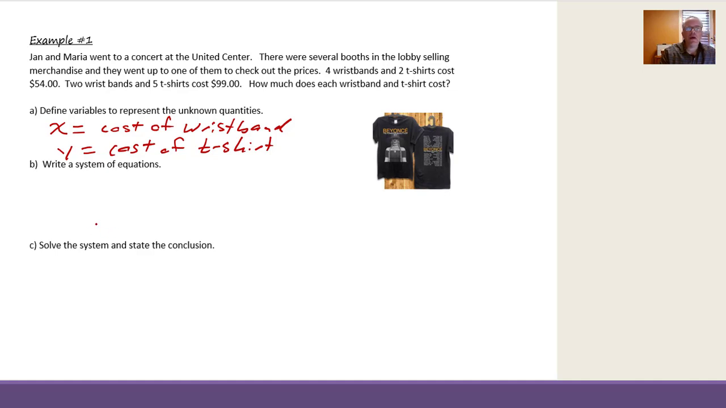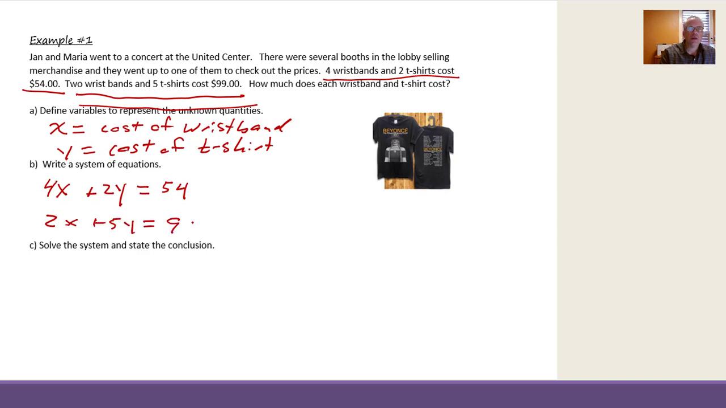Okay, the next step is to try to write equations from the facts they give us. So the first fact is that 4 wristbands and 2 t-shirts cost $54. We have 4 wristbands, so that'd be 4 times x. x is the cost of each one of them, so the wristbands would cost 4x. We have 2 t-shirts, so that'd be 2 times y. That's the total cost of 4 wristbands and 2 t-shirts, and it's supposed to equal 54. Since it worked out to $54 evenly, I'm going to leave off the cents there. The second fact is that 2 wristbands and 5 t-shirts cost $99. So 2x plus 5y equals 99.